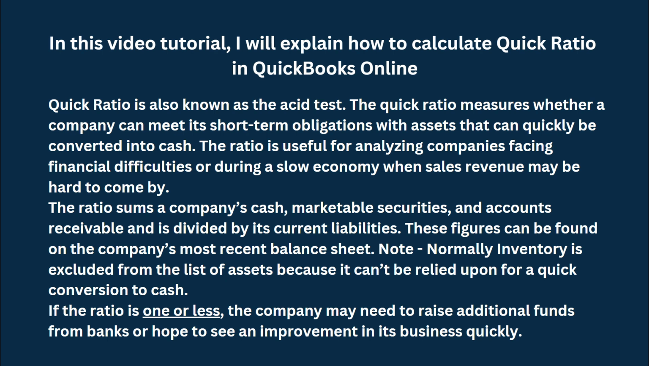The ratio sums the company's cash, marketable securities, and accounts receivable. The accounts receivable has to be the current ones, not all account types. If it's over 1 year old, 12 months, and you haven't been able to collect, the customer is not paying, then you either need to exclude it or create a doubtful debt reserve.